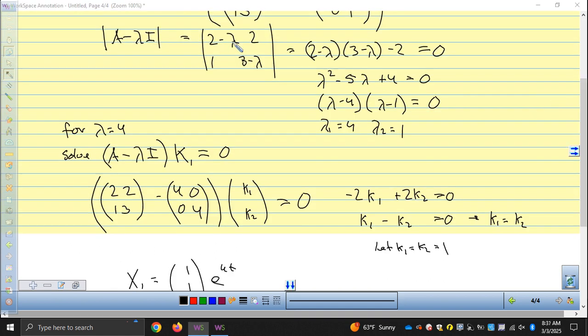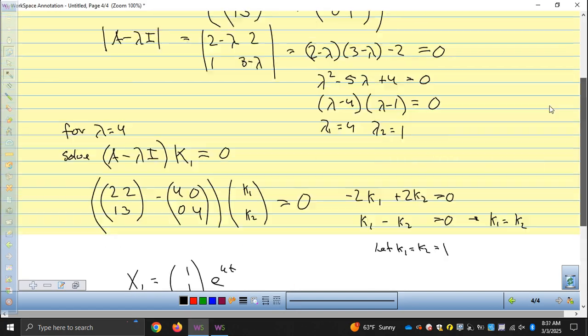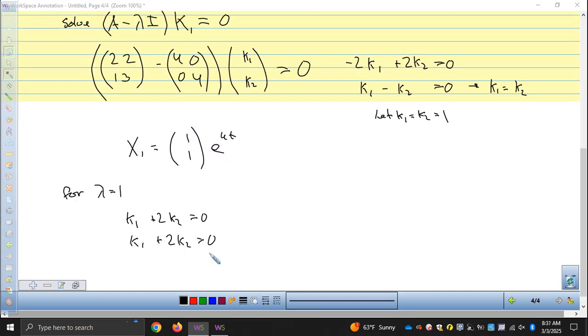Because I get 2 minus 1 is 1 times k1 plus 2 k2. And here I have 1 k1, 3 minus 1 is 2 k2. Well, these are both the same. So I have k1 equals negative 2 k2. Any k1 and k2 that make this true is going to be an eigenvector. So I picked k2 equals 1, so k1 equals negative 2.